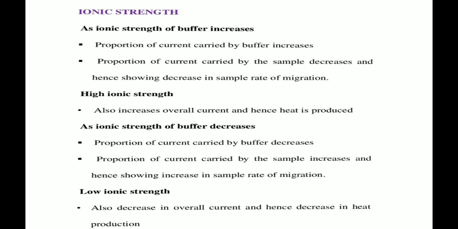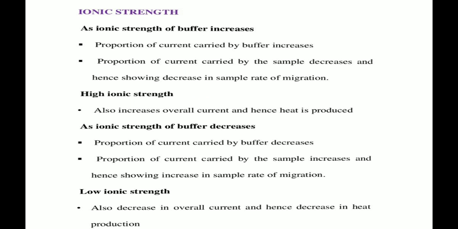The ionic strength of the buffer increases when there is a high ionic strength, and when there is low ionic strength, the ionic strength of the buffer is decreasing. Then the proportion of current carried by the buffer decreases and the proportion of current carried by the sample increases, and hence there is an increase in the sample rate of migration. With low ionic strength there is also a decrease in overall current and hence a decrease in heat production.